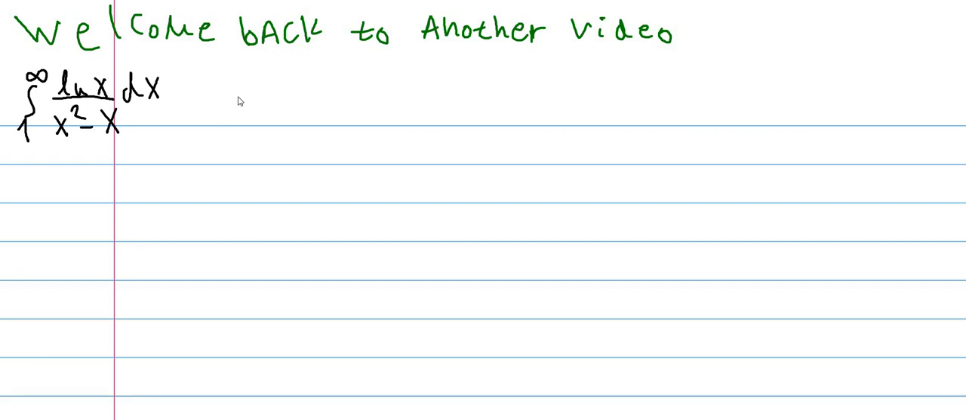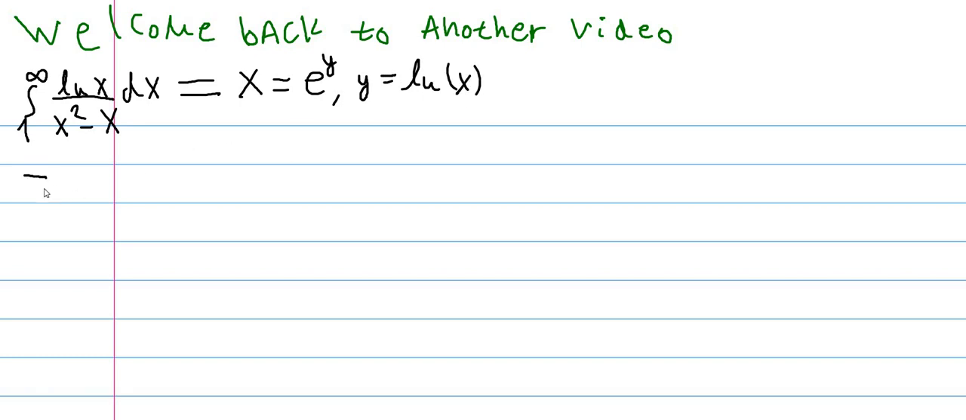In this video we will consider an integral from 1 to infinity of ln of x divided by x squared minus x dx. So how will we approach this problem? First we want to get rid of the ln, so we will introduce a substitution. Which substitution? x equals e to the y. From here, when we take ln of both sides, we get that y equals ln of x.